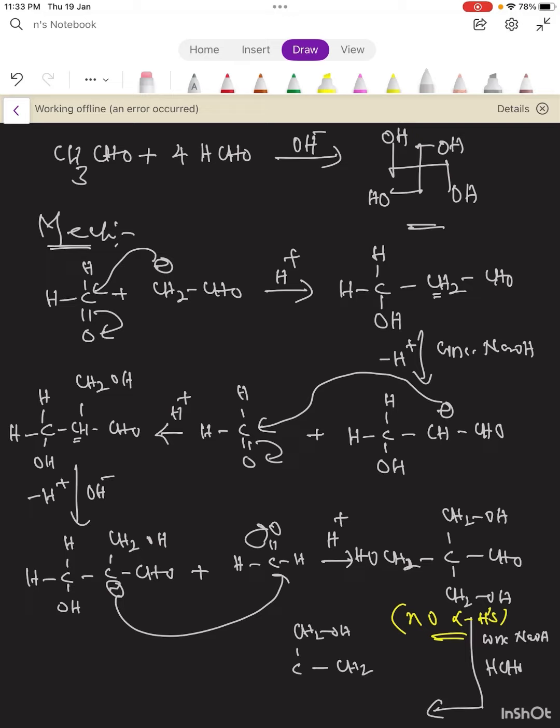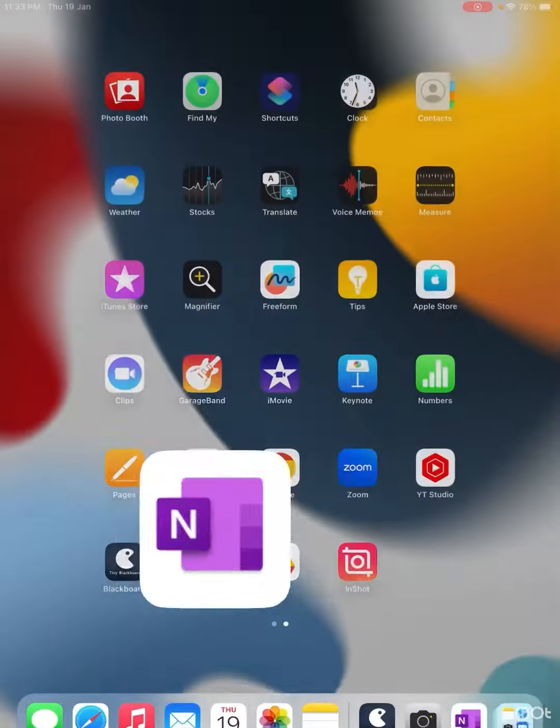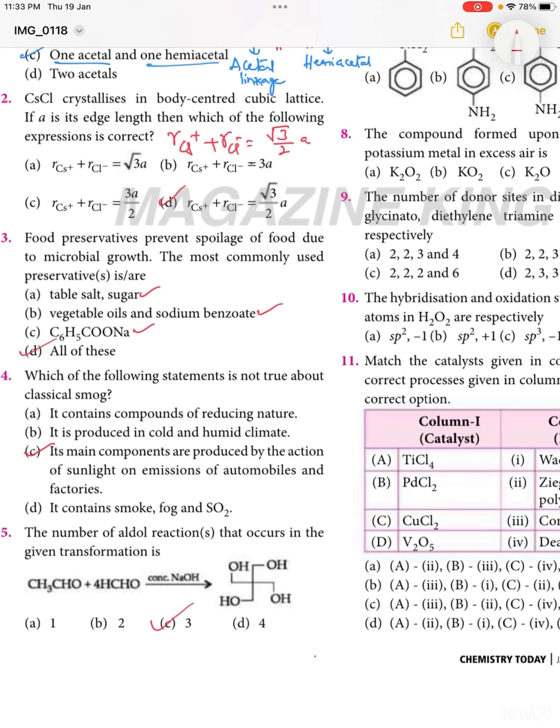CH2OH. So total how many products are involved in this transformation? Let us see. Here one formaldehyde, the second one is involved here, and the next, third. So total 3 are involved. So the answer is C.